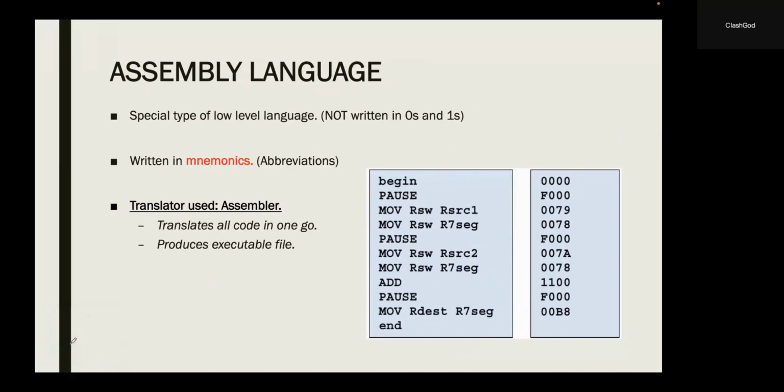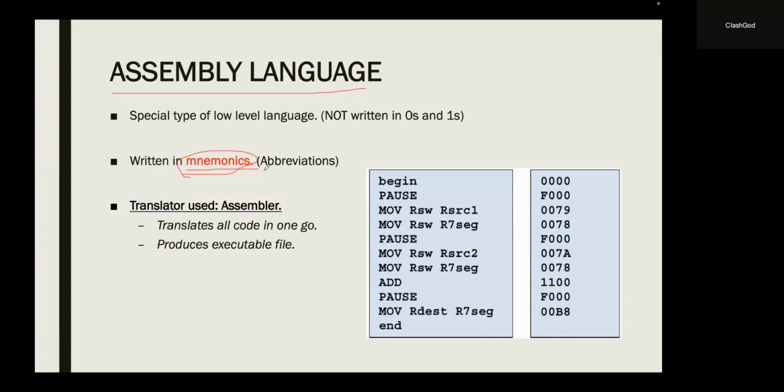Now let's take a look at this weird one called assembly language. It is a special type of low-level language, which means that it is actually not written in zeros and ones. It is a special type. So normal low-level language is machine code, and it is written purely by zeros and ones. Now this is kind of weird. It is not written in binary. It is written in this thing called mnemonics. Now, this is really important. A lot of the times, the questions will ask, name one trait of assembly language, or how is assembly language written. You just say it is written in mnemonics.